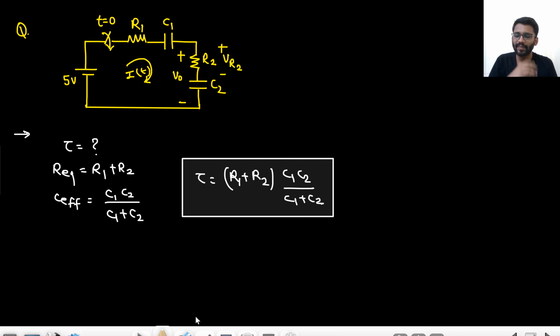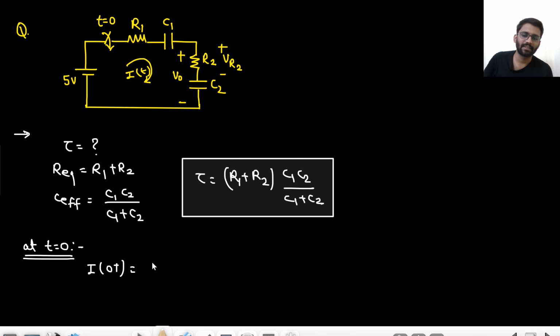Now we need to comment on the circuit at t equals to 0. I will not make the circuit this time. Tell me what will be the value of I at t equals to 0 plus? C1 will be shorted, C2 will be shorted. R1, R2 will come in series. The current will simply be 5 upon R1 plus R2.